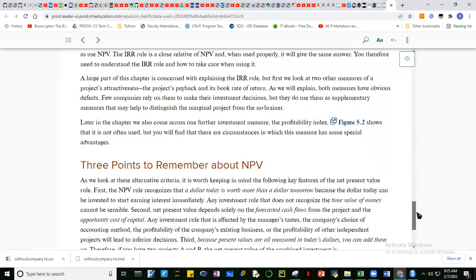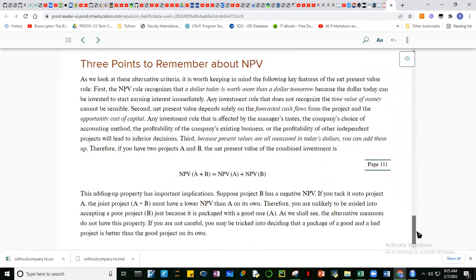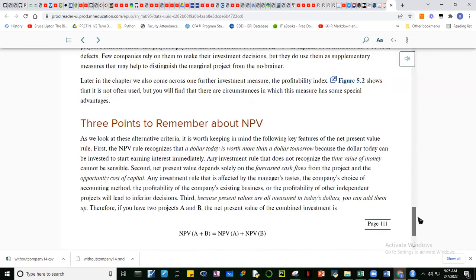Here we have some points to remember. We're just going through this very quickly, guys. It's your responsibility to read through this. Three points to remember about the net present value. The NPV recognizes the time value of money, that a peso today is worth more than a peso tomorrow. Because we know of the cost of money, you can invest that peso today and it will earn interest, so its value the following day should be more than the peso today.